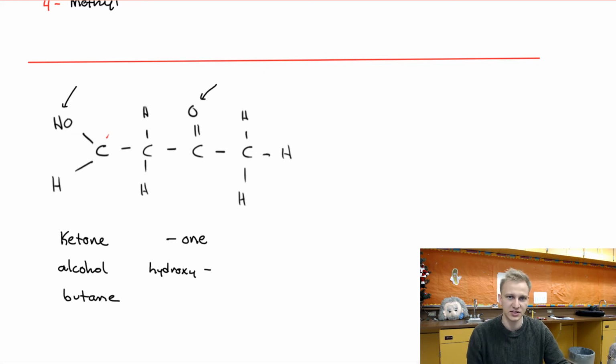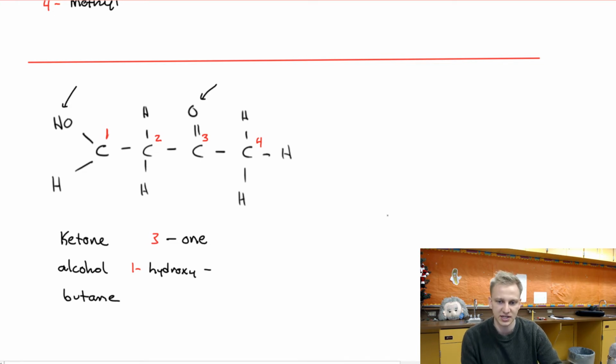The other thing that we need to do now is start numbering. So where we get the lowest numbers possible is if we put this as carbon number 1, 2, 3, and 4. And once we have those, we can see that we have a 1-hydroxy and we have a 3-one. So now we want to put these numbers together. So we have a 1-hydroxy.